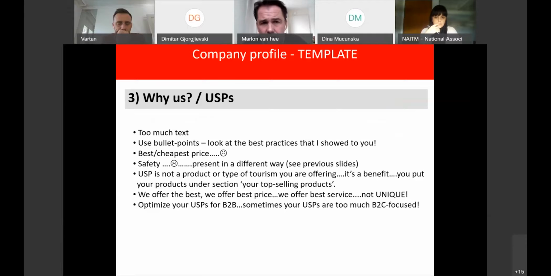In many cases, there's too much text. Try to use bullet points. Look at the best practices that I showed to you, like G Adventures and Exo Travel, for example, how they present their unique selling points, and try to do it in a similar way.